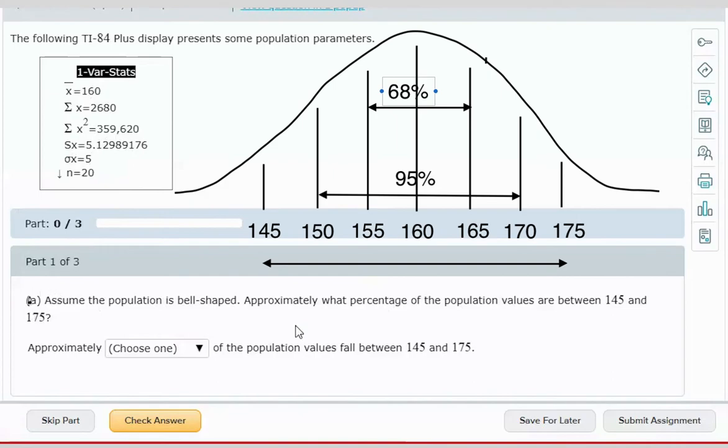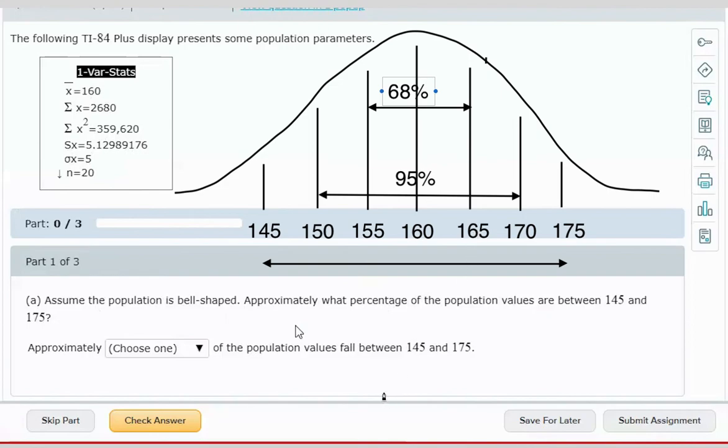For the second part of this one, they're turning it around and they're saying maybe they're giving you one of these percents, either the all or almost all, 95% or 68%. So if they asked you what population values correspond to 68%, then your answer would be in there. They've got two blanks for you, and then you just read down the numbers that you figured out here. So in this case, it would be 155 to 165 would be your answer.